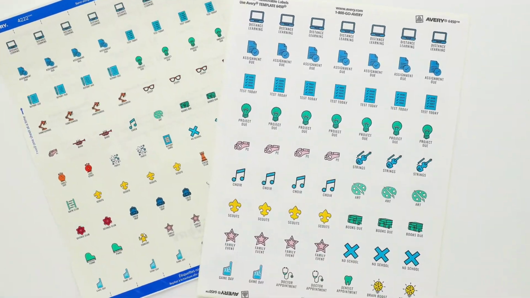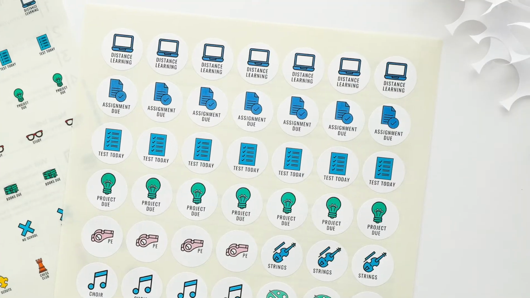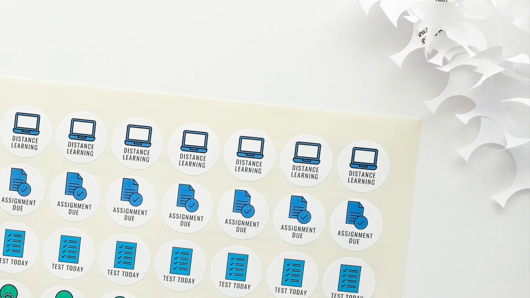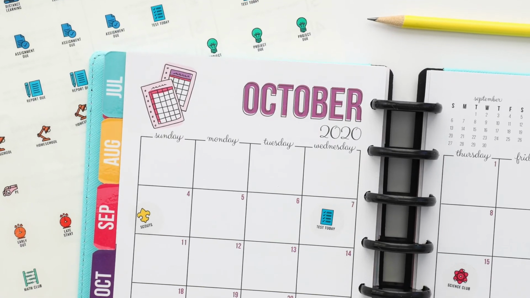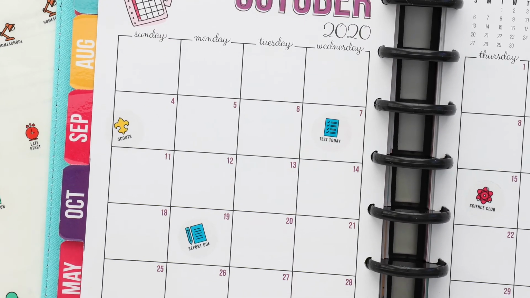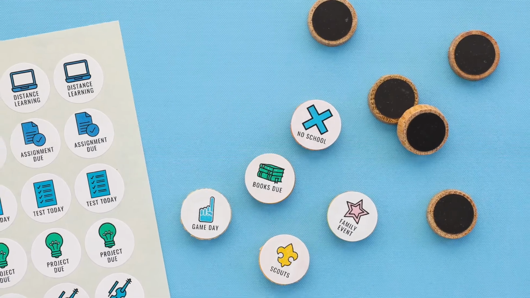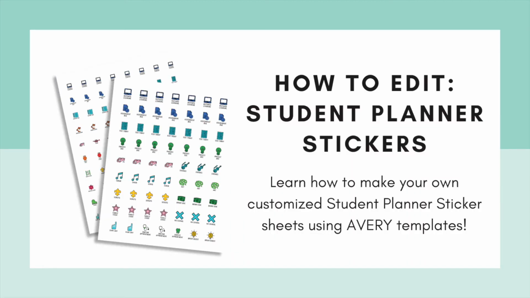Once your file comes out of the printer on the AVERY templates, you'll see that your sticker designs are printed in the center of each circle sticker. Peel away the paper backing and apply your stickers to any calendar, planner, magnet, refrigerator, post-it note, or anything else your student needs to stay organized this school year.